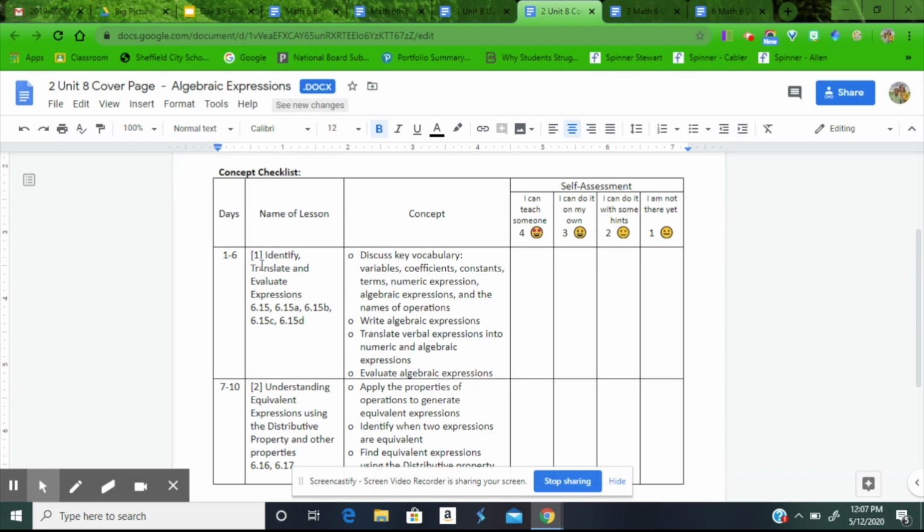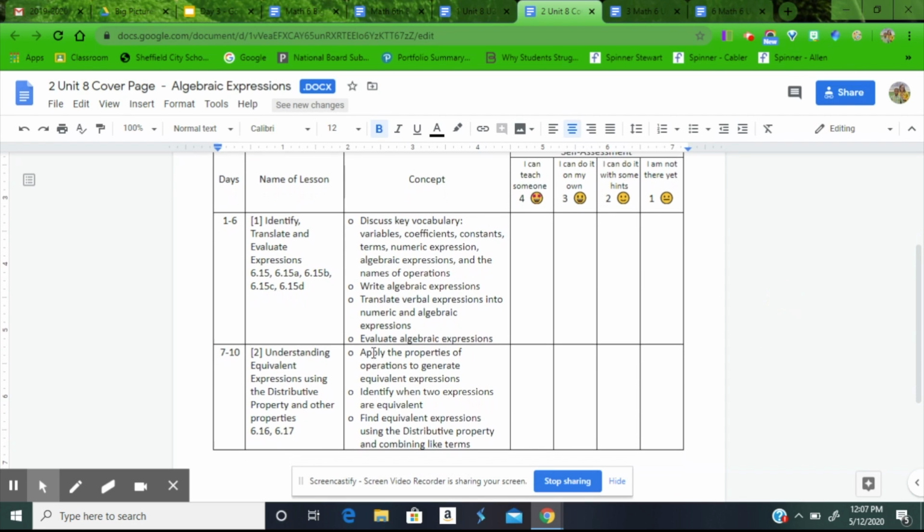Notice Lesson 1 covers days 1 through 6, and they're the kid-friendly I can statements. And then we have Lesson 2, which is covering days 7 through 10. And here are your kid-friendly I can statements for Lesson 2.